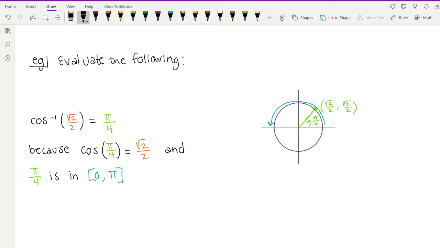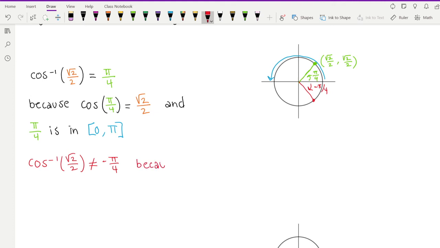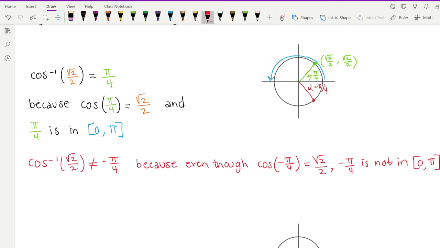So just to give an example of something that would not be a correct answer, what's another angle that also has an x-coordinate of square root of 2 over 2? Well, negative pi over 4, right? That seems like it could also work. But it would not be true to say inverse cosine of square root of 2 over 2 is equal to negative pi over 4. Even though cosine of negative pi over 4 is equal to positive root 2 over 2, that part is true, the issue is that negative pi over 4 is not in the interval from 0 to pi. It's less than 0. It's not in that same part.